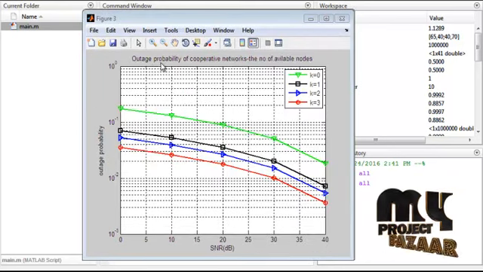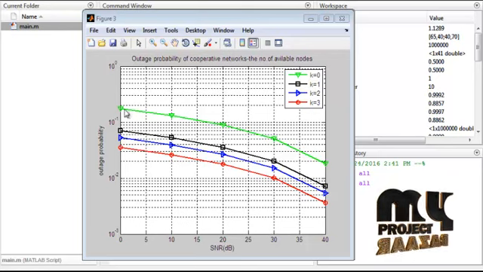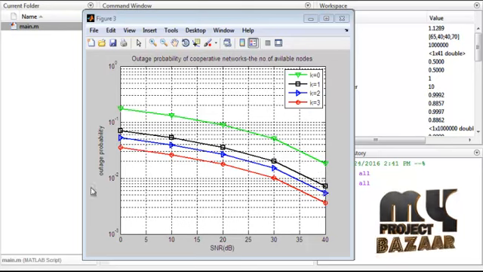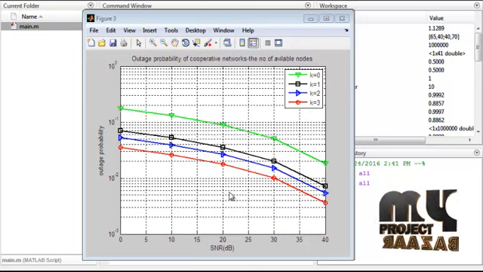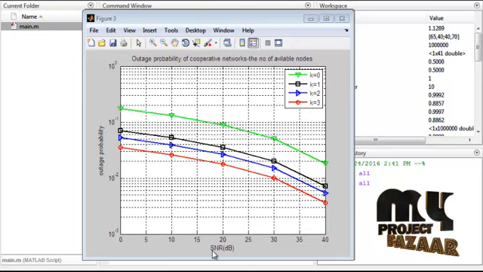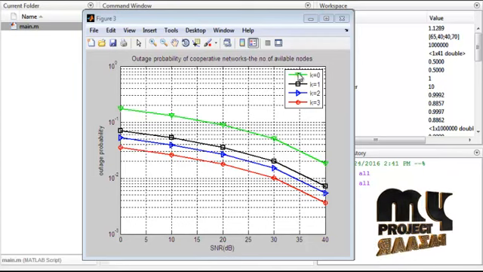In this figure, we show the outage probability of cooperative networks versus the number of available nodes. K is the number of available nodes. The green line is when K is equal to 0, the black line is when K is equal to 1, the blue line is when K is equal to 2, and the red line is when K is equal to 3. The y-axis is the outage probability, and similarly the x-axis is the SNR in dB. SNR is the signal-to-noise ratio. This is the calculation of the outage probability of cooperative networks versus K, the number of available nodes. That is the description of this figure.